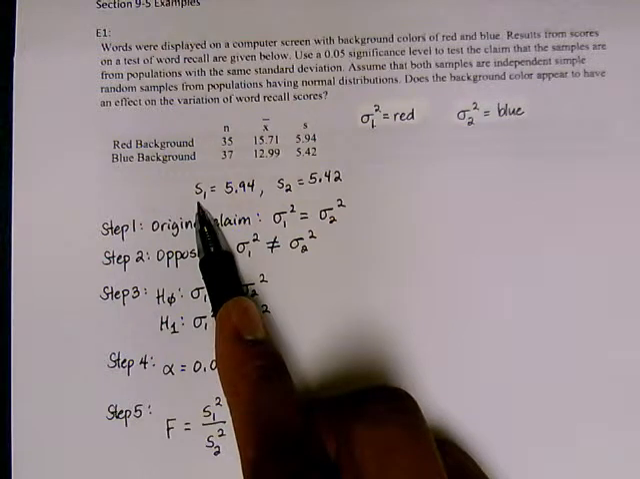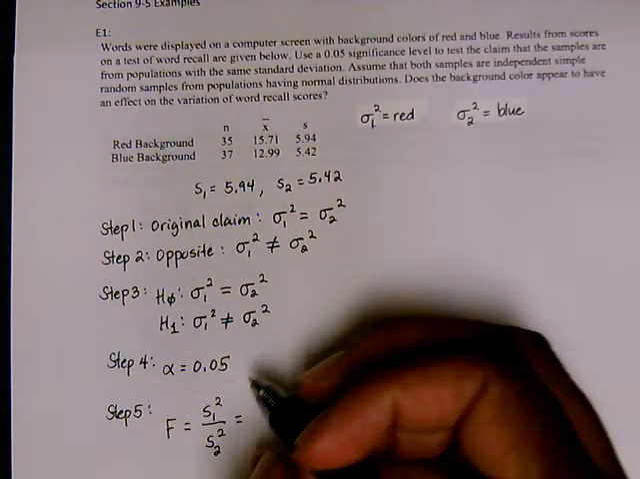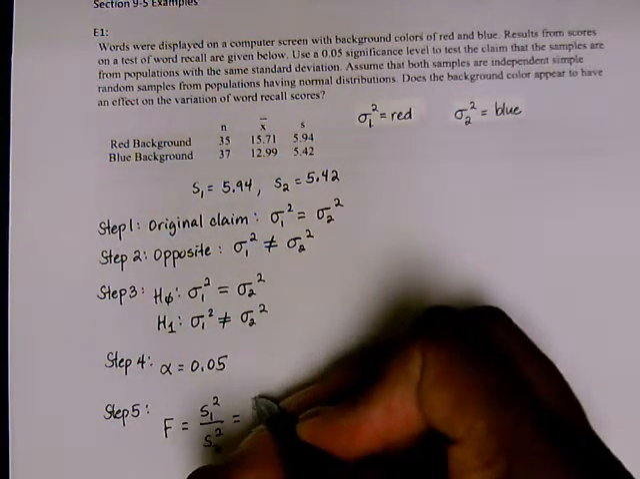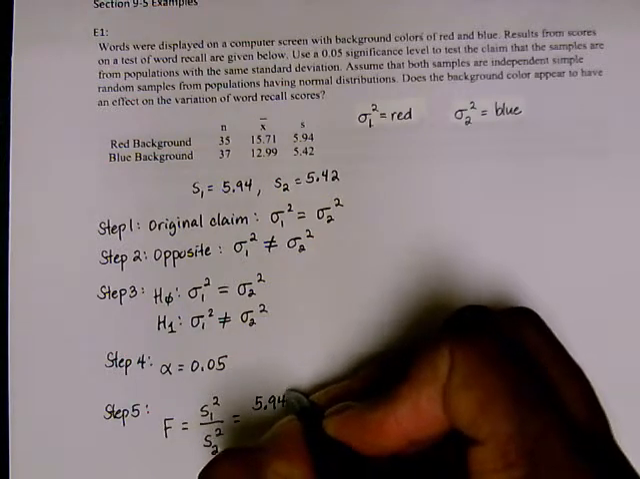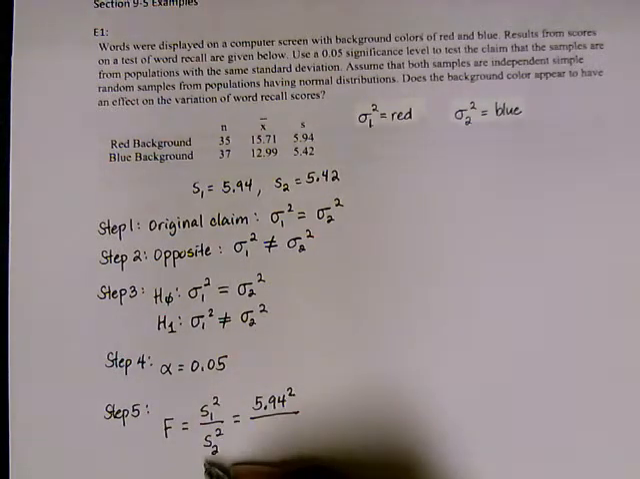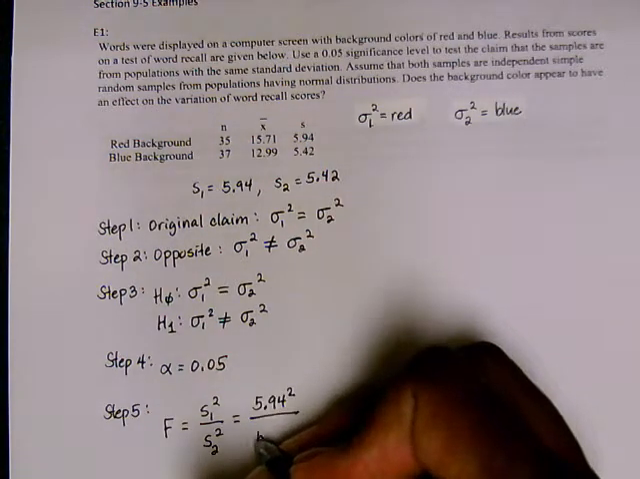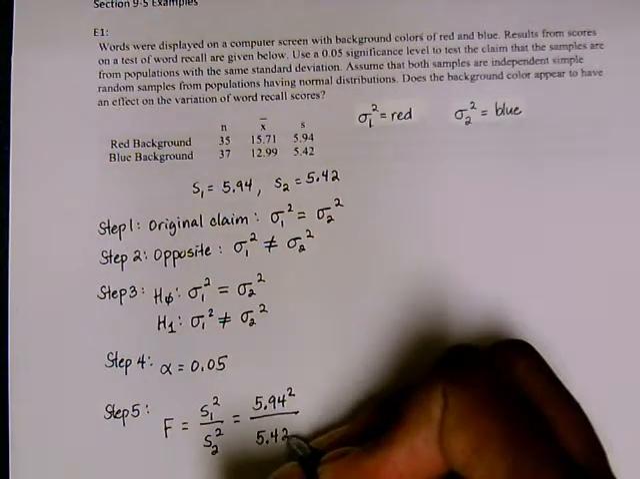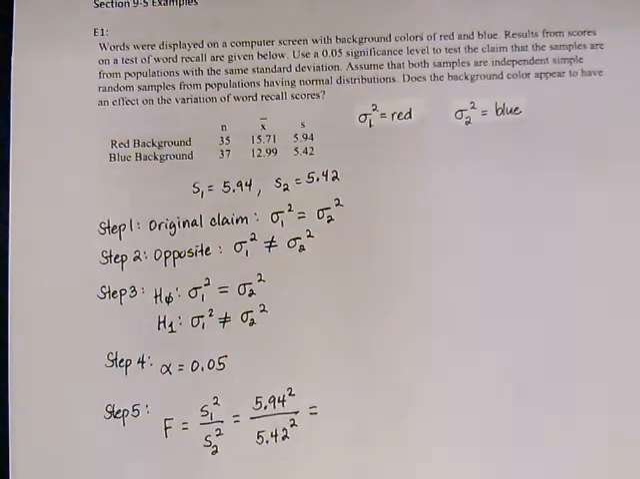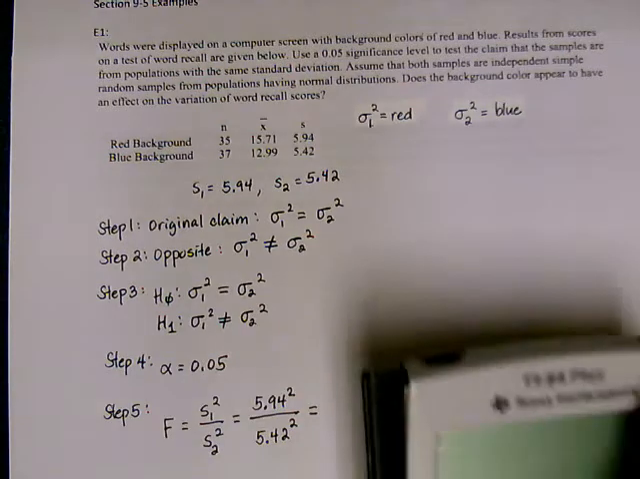But to find the sample variance, you have to square it. So here, S1 is 5.94, and that's going to be squared, divided by S2 squared, that's 5.42, and that has to be squared. Just keep in mind you're given, in this case, sample standard deviations here. So you have to square each one of those to find the variance. Now this we can type in the calculator.